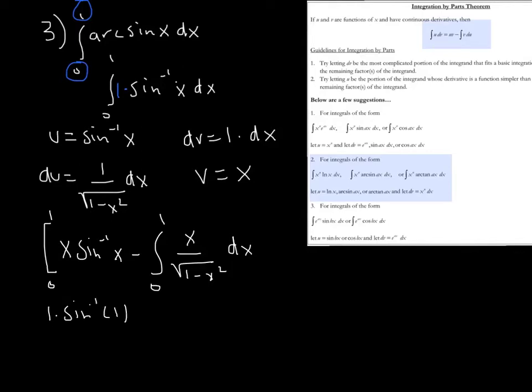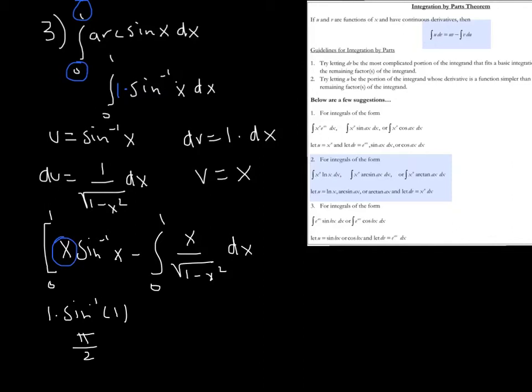And so now you have to think backwards because it's an inverse function. What angle on the unit circle has a sine value, or a y value, of 1? That's going to be on the north part of the unit circle. That's going to be pi over 2. But then when you plug in your lower limit of 0, we recognize that 0 times anything is just 0, so we really don't have anything that we get from the lower limit. So pi over 2 is going to be the one part of our answer.